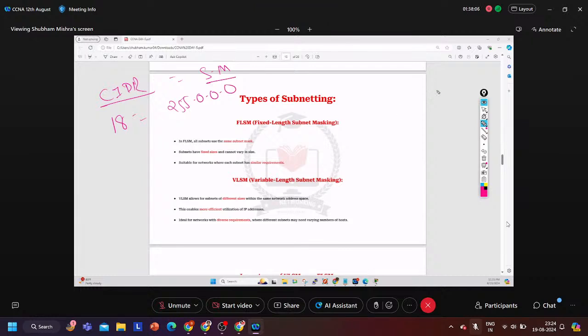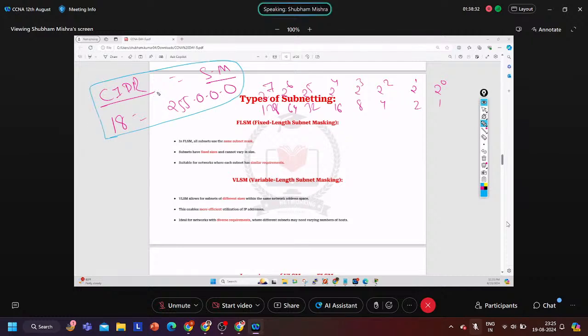To the power 0, to the power 1, to the power 2, to the power 3, 4, 5, 6, 7. What is the value, guys? 1, 2, 4, 8, 16, 32, 64, and 128. Okay. Now, what I asked for /8, what is the subnet mask? If anyone has any question here, I hope everyone understands this one. Anyone?